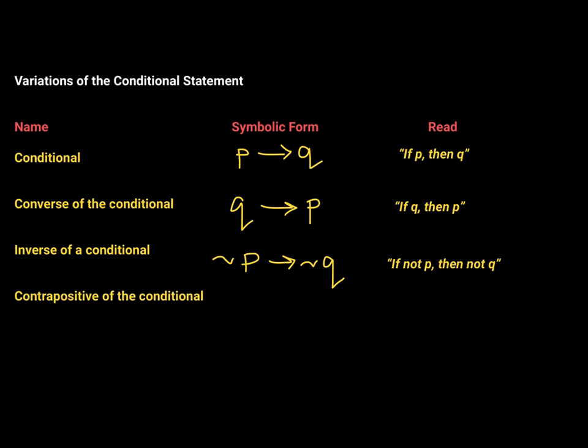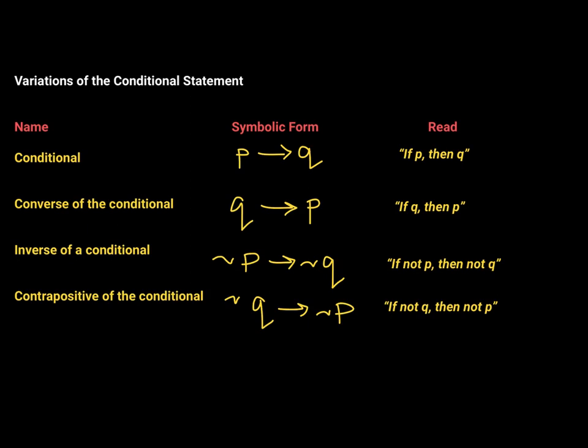And then last but not least is the contrapositive. The contrapositive of if P, then Q switches the antecedent and the consequent. So now Q is going to be in the front and P is going to be on the back end, but it also negates both. So it's going to be if not Q, then not P. That's the contrapositive. All right, so we have all four.